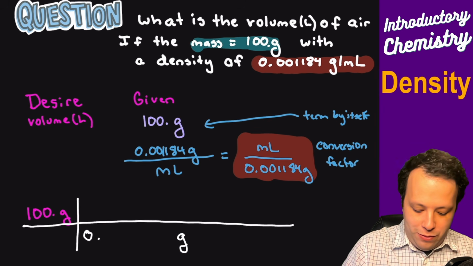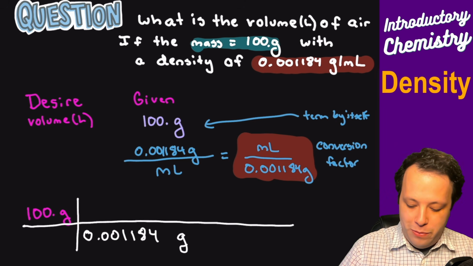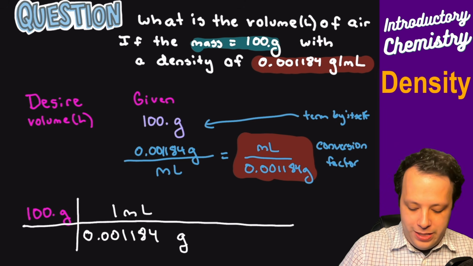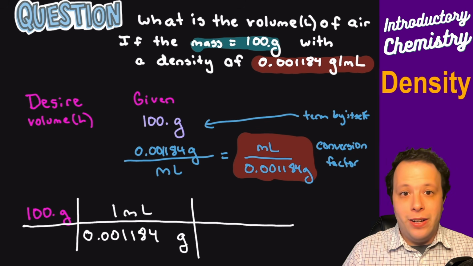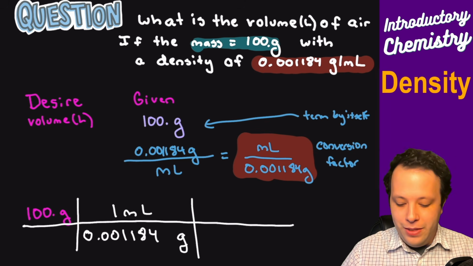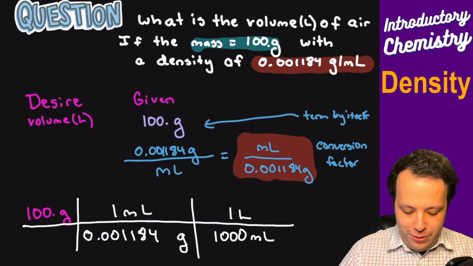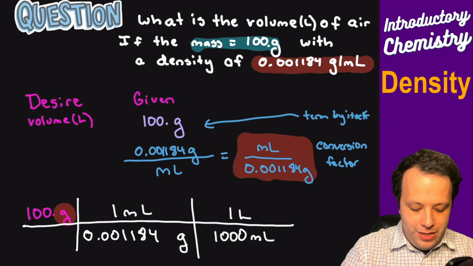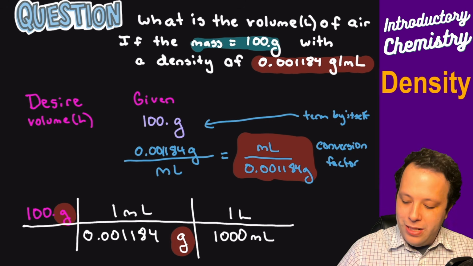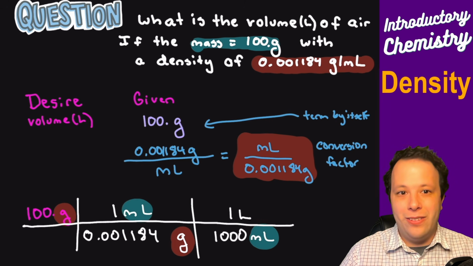So we'll put 0.001184 grams on bottom, 1 mL on top. That will get us to volume. Now, keep in mind, we have to get this to liters. So how could we do that? Well, using conversion sheets, you will see that 1,000 milliliters is 1 liter. And we can double check, did our units cancel? We'll see grams canceled grams, and then milliliters canceled milliliters, and we're in our final unit.